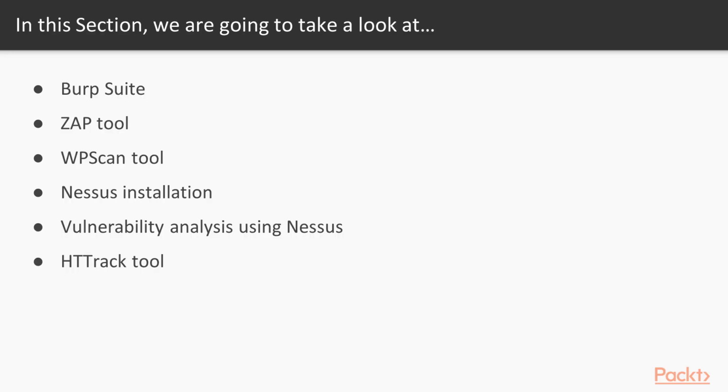Now in this section we are going to take a look at various points. First of all, we will learn about Burp Suite tool, then we will learn about Zap tool. We will also perform WordPress vulnerability analysis using WP scan tool, then we will install and perform vulnerability analysis using Nessus, and finally we will learn about httrack tool.